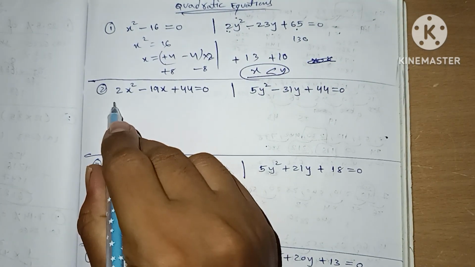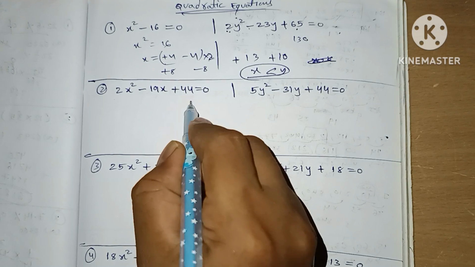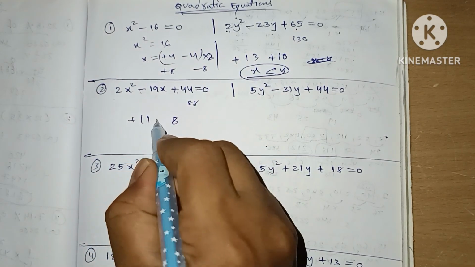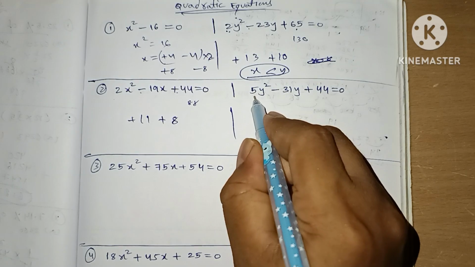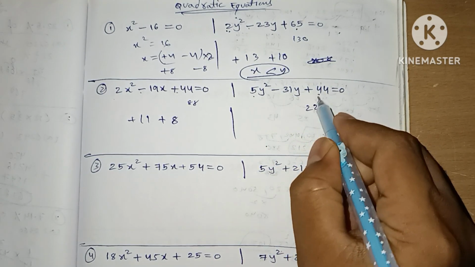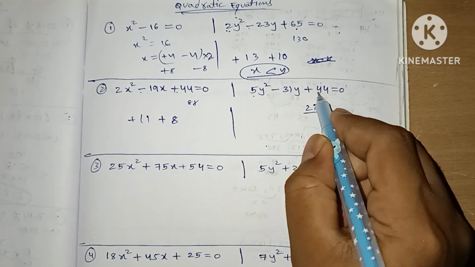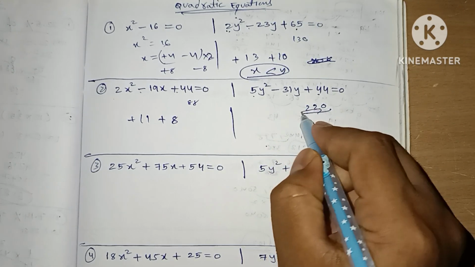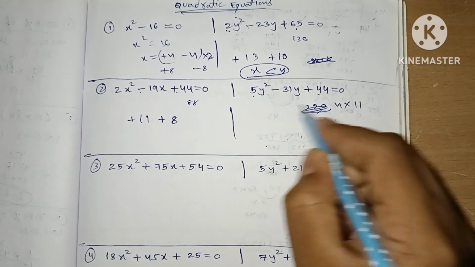Okay, next here 2 into 44, 88. 88 means 11, 8 times. Minus and plus means the roots are in positive. Here 5 into 4, 20, into 11, 220. We need to get 220. Or else we will divide this as 4 into 11 into 5.